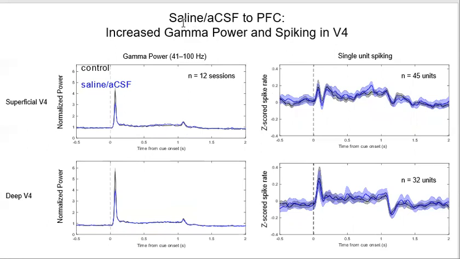Finally, there's the control experiments, injection of saline or ACSF. You can see there's no clear result in spiking activity. However, there may be increased gamma in superficial layers of V4. It's possible the injection itself is slightly disrupting local neural activity, something I'm investigating further.